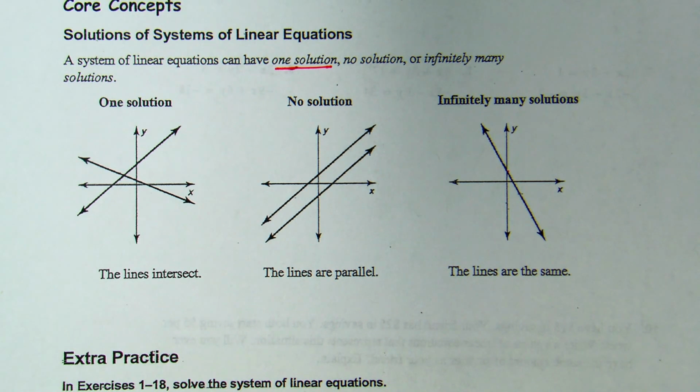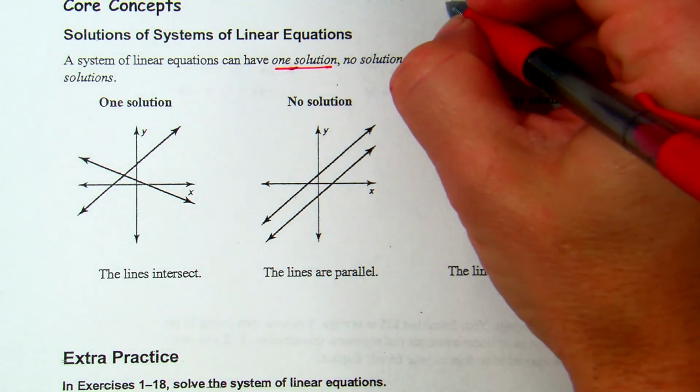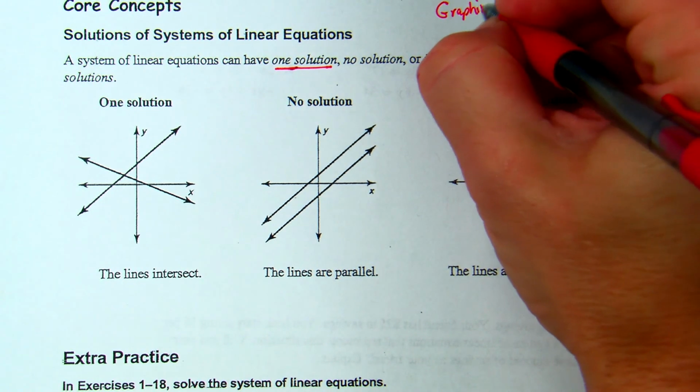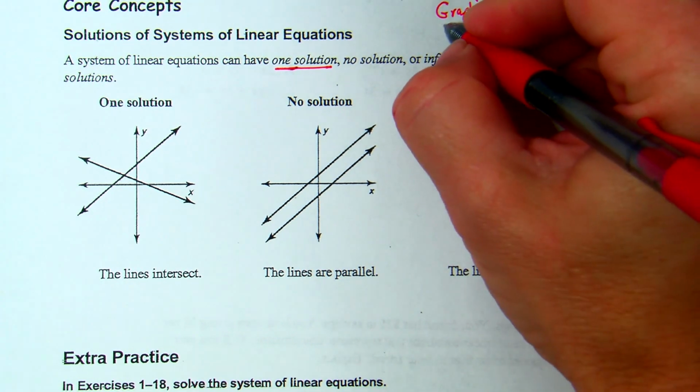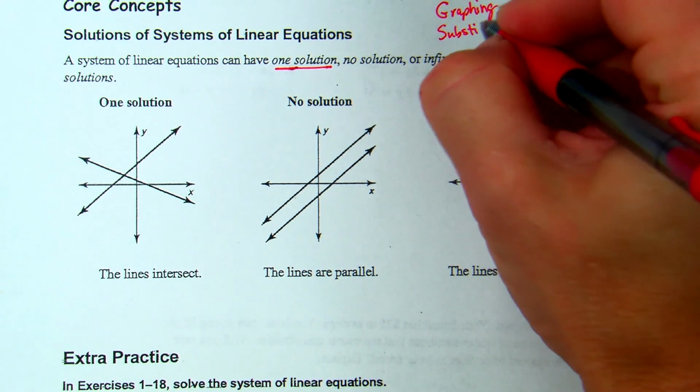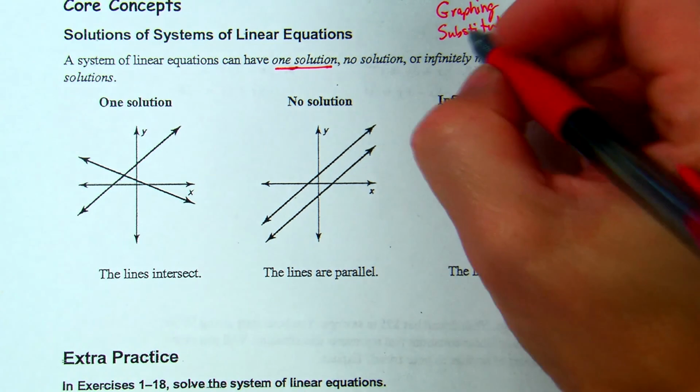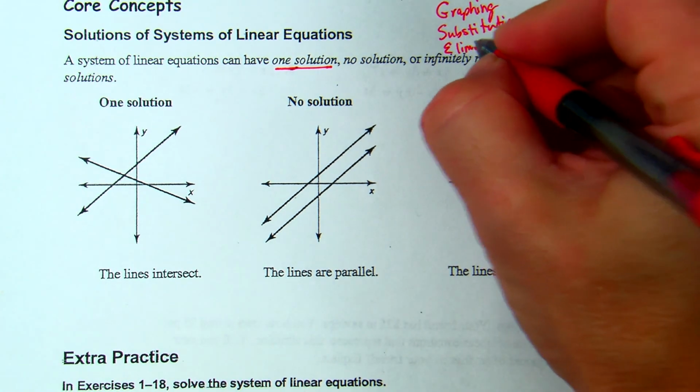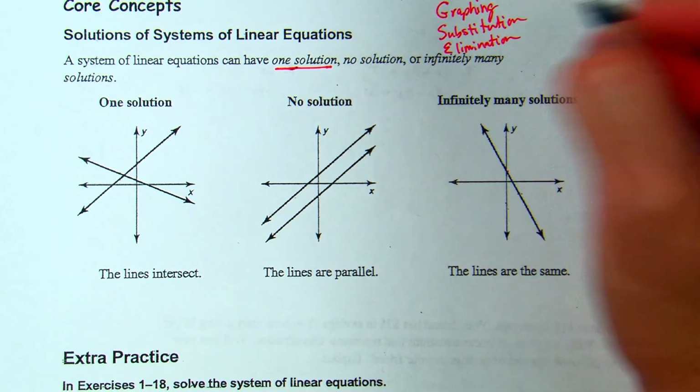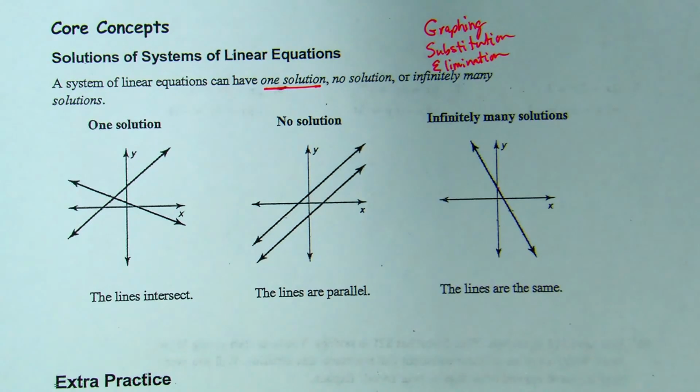And we've been able to find that in different ways. We found that by graphing. We found that by substitution. And then we've also found that by elimination. And those are the three main ways that we have been solving systems of equations.